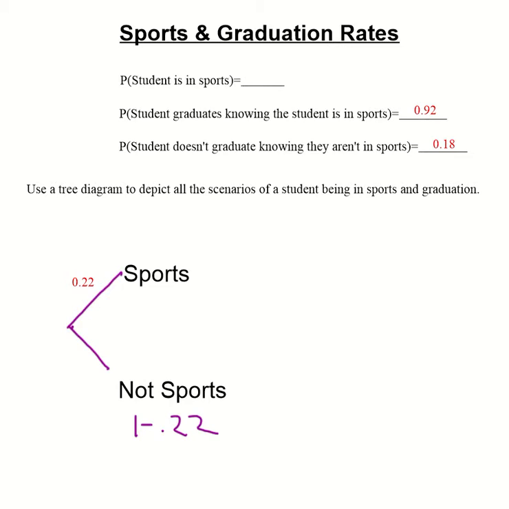So pull out your calculator. You can't do that in your head. 1 minus 0.22, and you get 0.78. So the probability that a student is not in sports is 0.78.